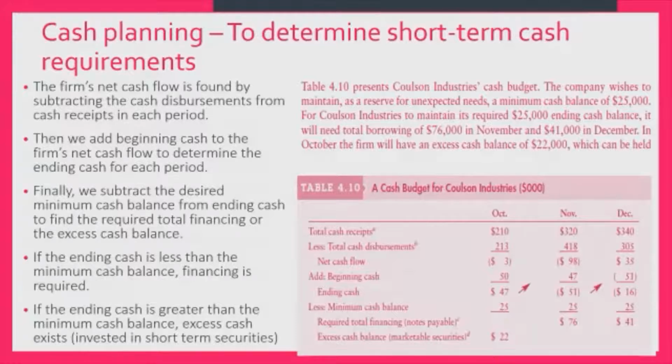Subtract its cash receipts from its cash disbursements. That's the first step. Well, not the first step, after we found cash receipts. So we have our cash receipts and we have our cash disbursements. So the first thing we need to do in our cash budget is find the net cash flow. We can see for October, the net cash flow is negative because cash disbursement is more than receipts.